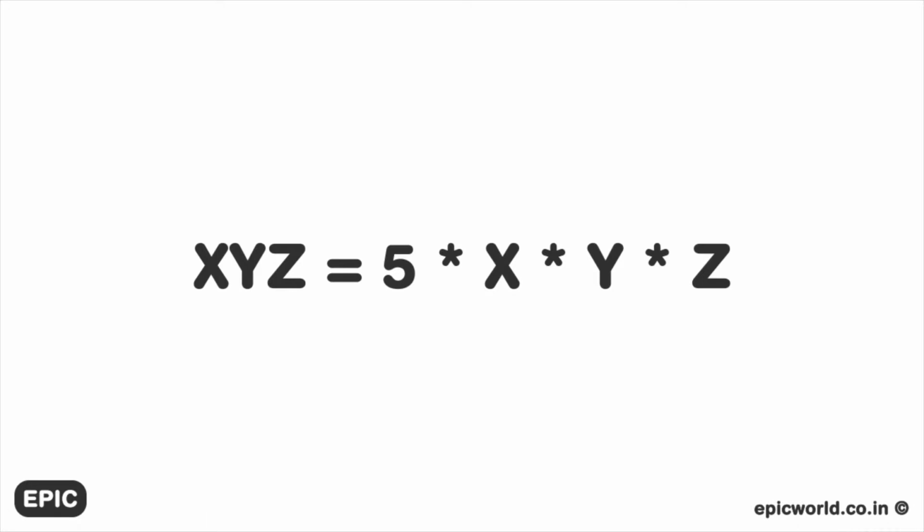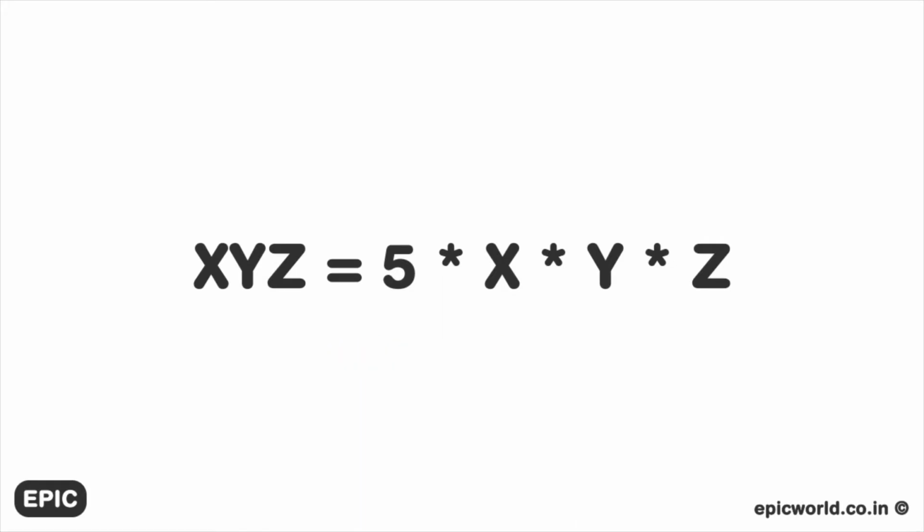Here is the problem. There is a three-digit number. Let us call it XYZ, where X, Y, and Z are the digits at each of the decimal places. This number has a special property. When you multiply these digits among themselves, their product is 1/5 of the original number. In other words, the number XYZ is exactly 5 times the product of X, Y, and Z.